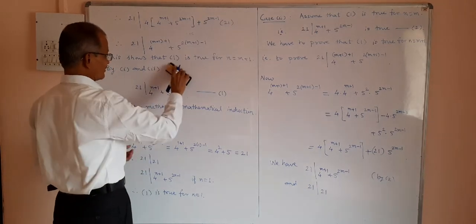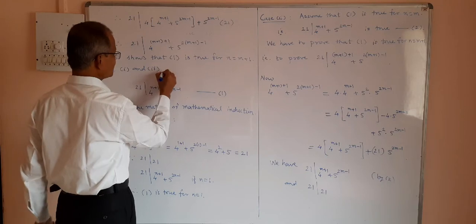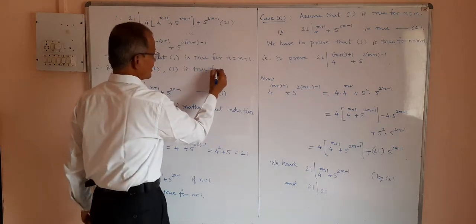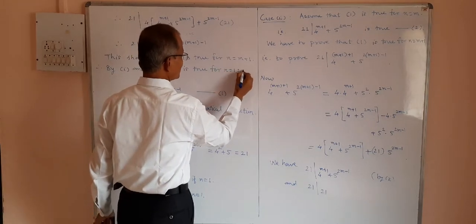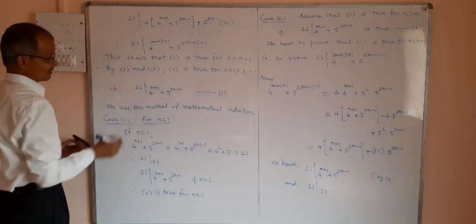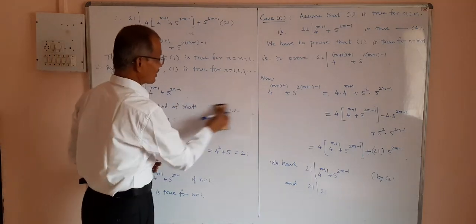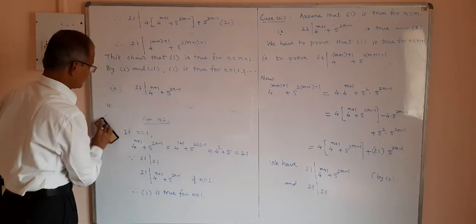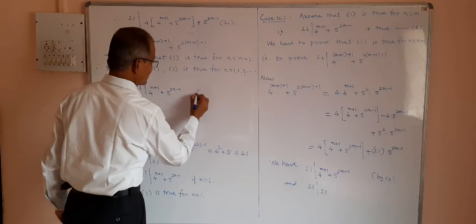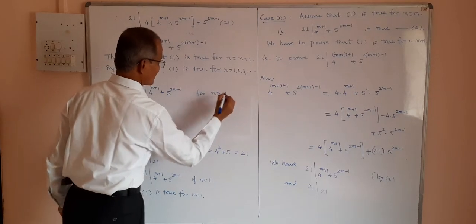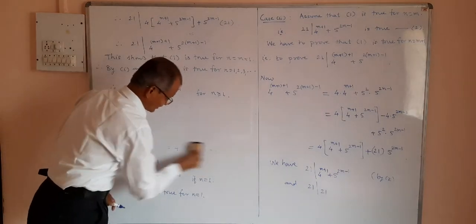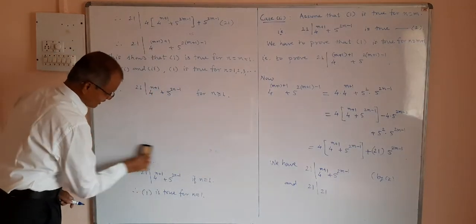Therefore by 1 and 2, the statement 1 is true for n equal to 1, 2, 3, etc., all values. That is, result 1 is true, and n equal to 1, 2, 3 means n greater than or equal to 1, and this completes the solution. So we have used the method of induction. Now we shall consider a second example.